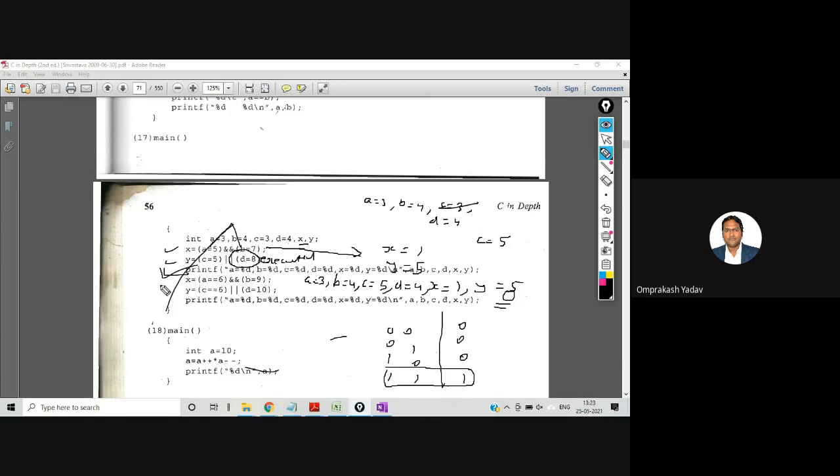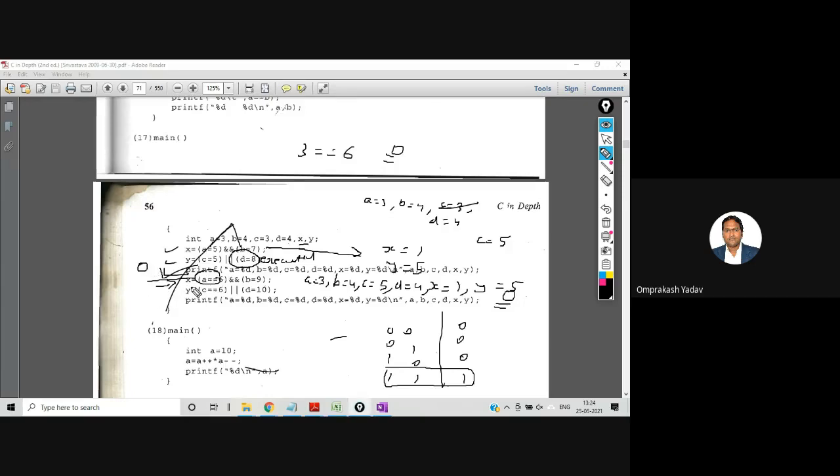Then let's go to this line. x is equal to a is equal to 6 and b is equal to 9. Now here a is equal to 6 means what? a's value is 3, right? Now 3 is equal to 6, is this correct? No. This is a relational operator. We are checking whether 3 is equal to 6. Yes or no? So this is false, we will get 0. So here the first input will become false, 0.